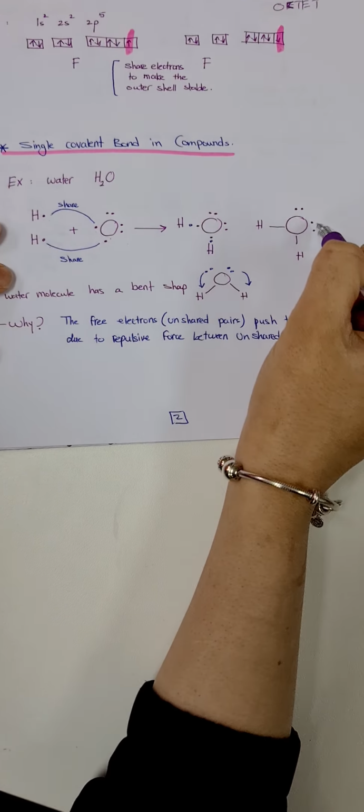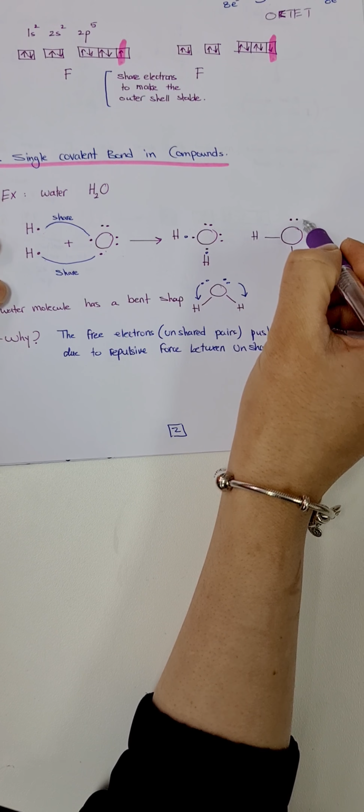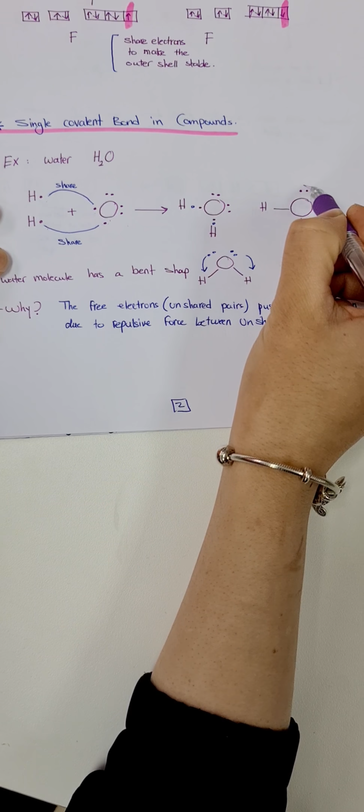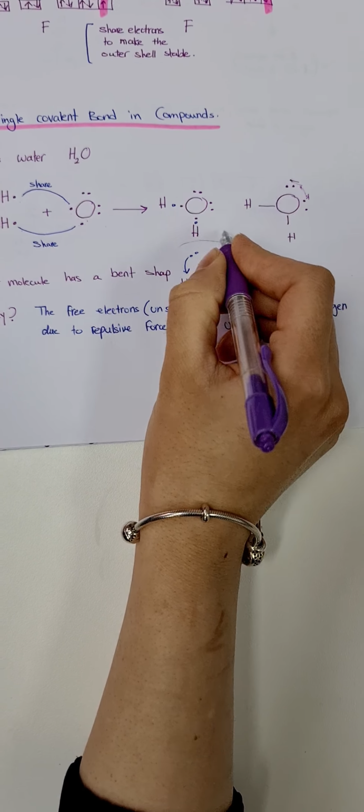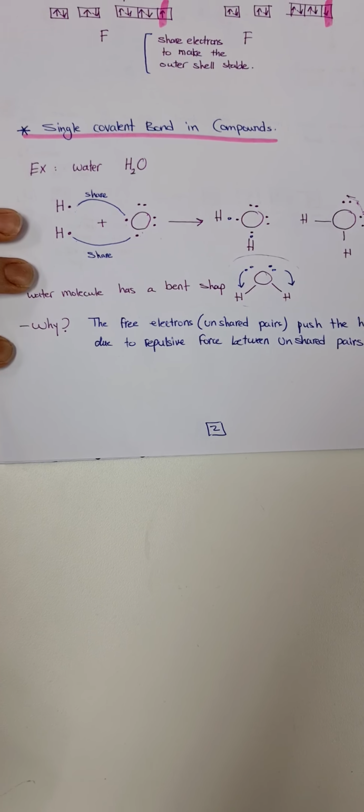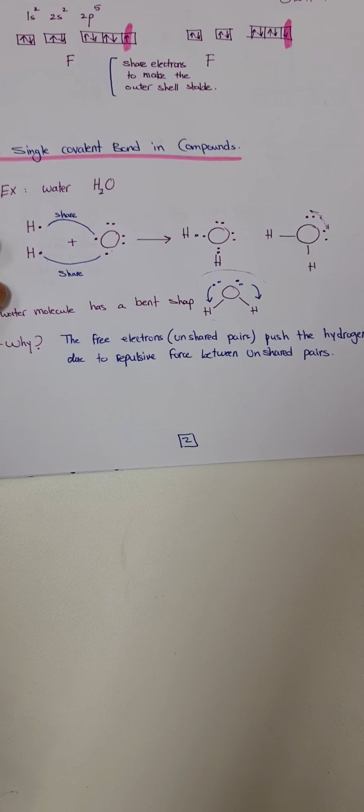Now, the hydrogens, because of these 2 electron pairs, try to push because of the repulsive force, so we will have this bent shape. That's why the water has a bent shape and it doesn't have a linear shape.